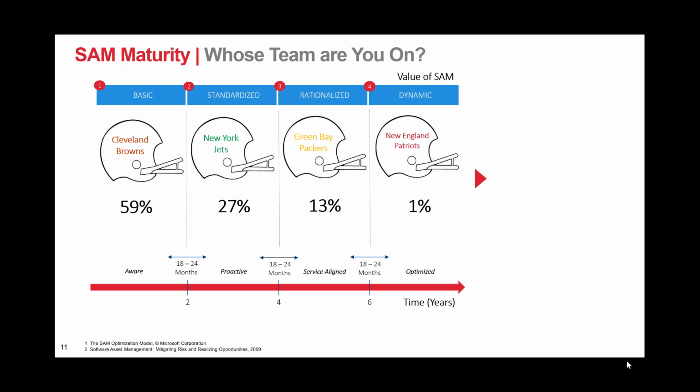If you're at Cleveland Browns today and you want to become either the Green Bay Packers or New England Patriots, that journey can be upwards of around 8 years, right? So that's a long time to go at this program, and I'm not sure you're going to get a lot of buy-in from CEOs and CIOs when you explain to them that it's going to take 8 years to get to that level of maturity. Okay.